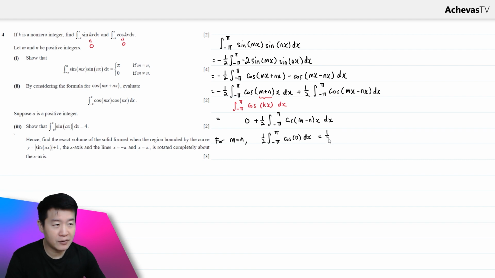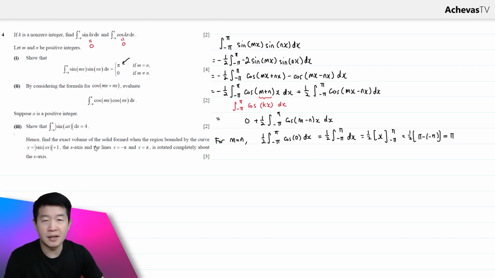So it is like half integration from minus pi to pi of 1 dx, which is equal to half of x from minus pi to pi, which is going to be equal to half of pi minus minus pi. So I have a 2 pi divided by 2. This is going to be equal to pi, which will give me this as my answer. I need to consider the other case, and that is when m is not equal to n.